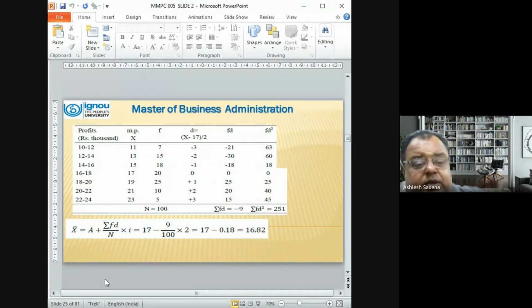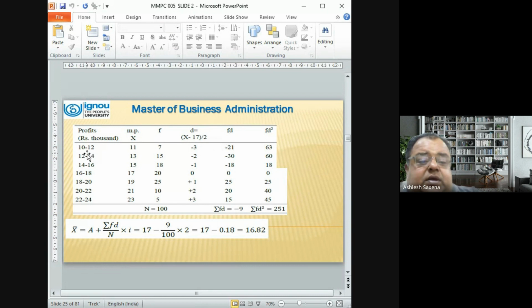Now, the question has been drawn up like this. What are we given? We are given this column and the frequency. Since we have to calculate the mean, we have to find the midpoint, that is x. And we have to calculate d, that is x minus A upon i. Then we have to calculate fd and fd square. These values of fd square are needed for the standard deviation.